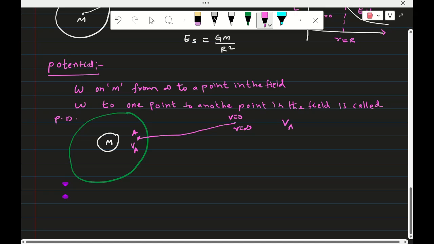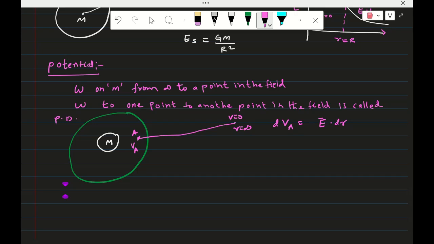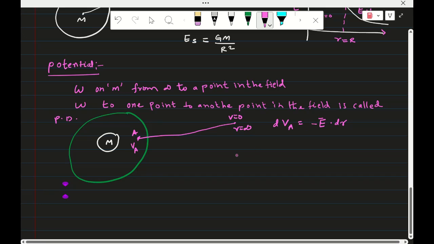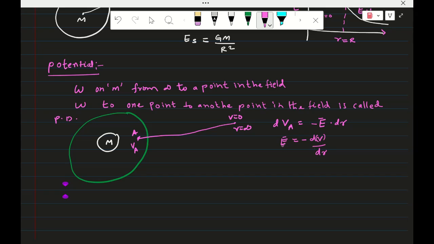So then potential VA is equal to the integral of E dot dr. The work done, dV, is the potential difference from infinity to point A. So the work done is E dot dr with a minus; in integration you get this minus value. Therefore E bar is equal to the negative gradient, minus dV by dr, because the electric field is a conservative field, people know. So the work done by the field is negative.